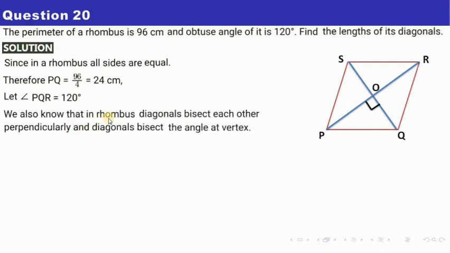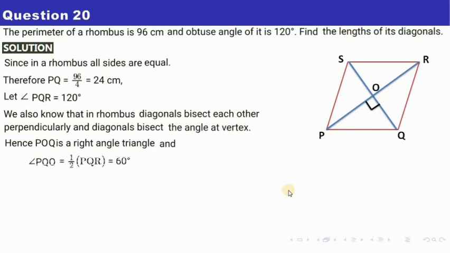We also know that in a rhombus, diagonals bisect each other perpendicularly, as I told you, and diagonals bisect the vertex angle as well. So that means if this is my 120 degree, this diagonal will bisect this angle as well. That means this becomes 60 and this becomes 60. Okay, so that's why we have POQ. This particular triangle is a right angled triangle, because this is 90 degree and this is 60 degree. Okay, so we have PQO. As I said, this is 60 degree.